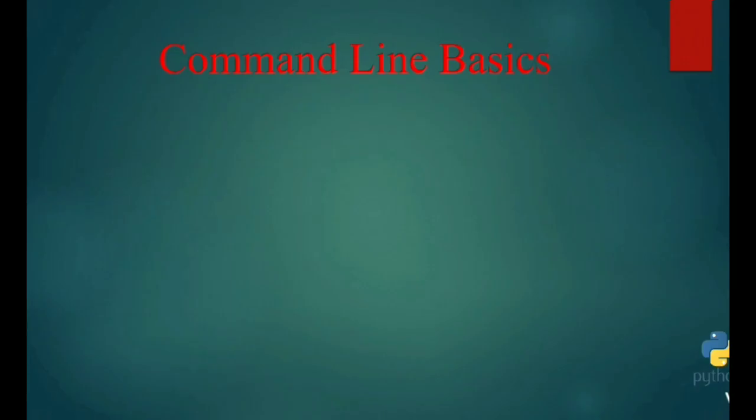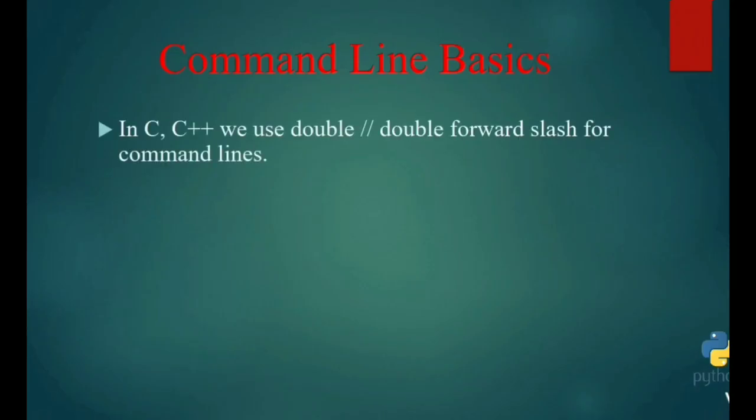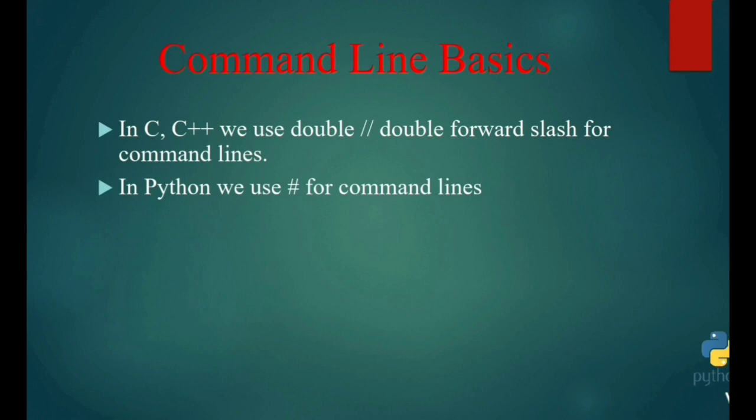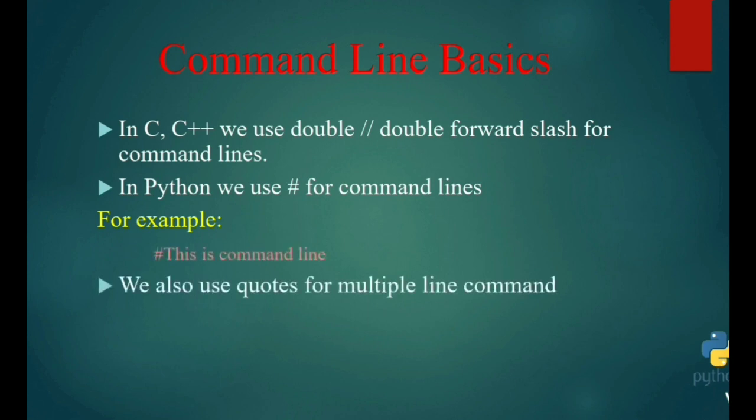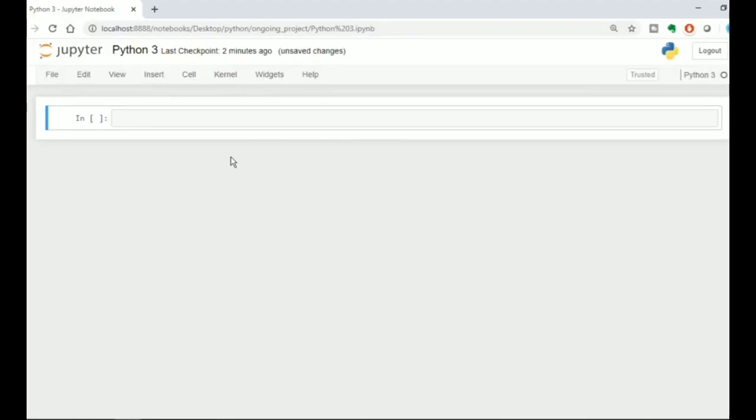Now we will discuss command line basics. In C and C++, we use // for comments. In Python, we use the hash symbol for comments. When we use it, it shows that the line is a comment. For example, hash, this is a comment. We also use quotes for multi-line comments. For example, this is a multi-line comment.